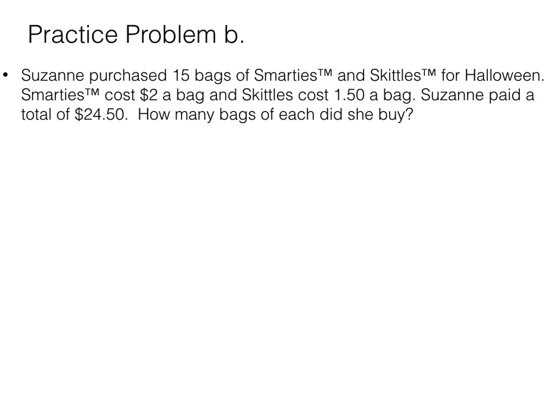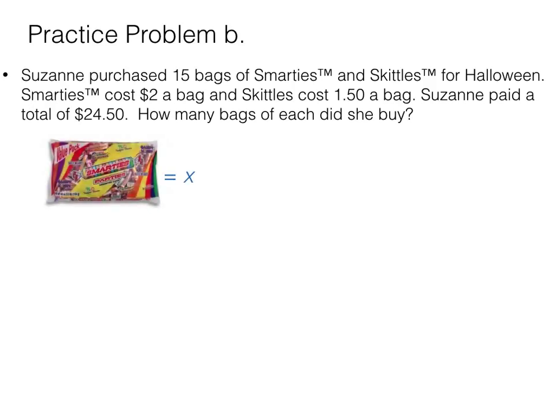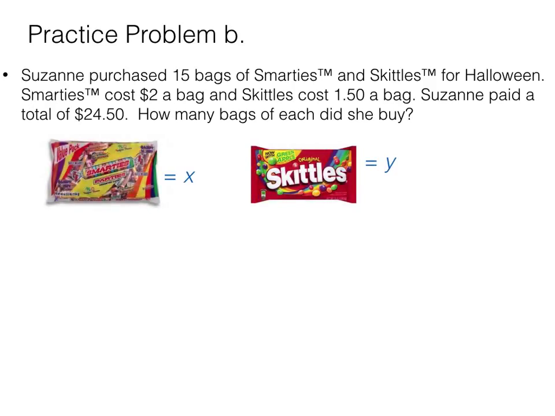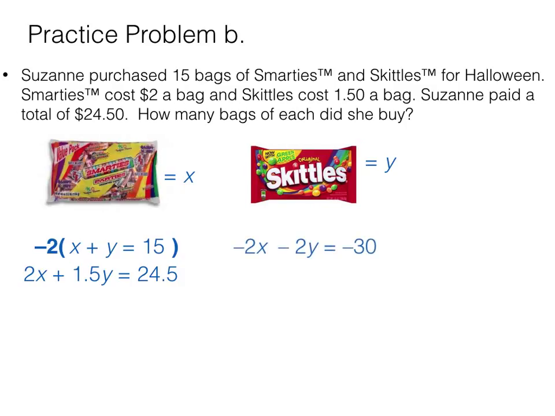Okay, Suzanne purchased 15 bags of Smarties and Skittles. 15 bags. Smarties cost $2 a bag, Skittles $1.50. She paid $24.50. How many bags of each did she buy? So let's multiply the top equation by negative 2 to eliminate our x's. We'll rewrite our second equation, and we'll add our equations together.